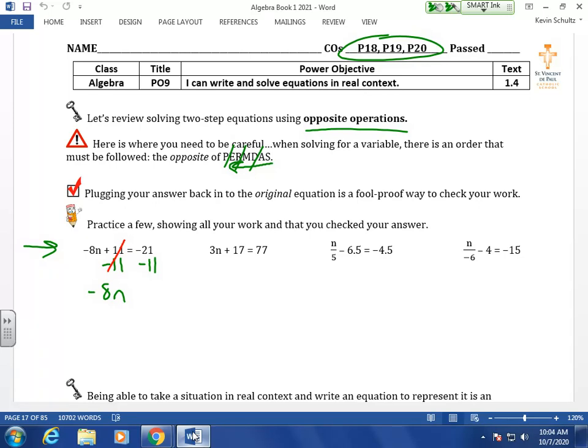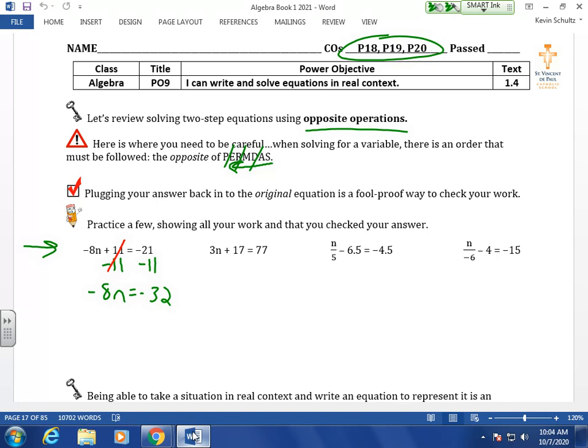And now we're launched back to PO3, negative 21 minus 11. Negative 21 minus 11 is what? Caleb? Negative 32. Okay. Now what?